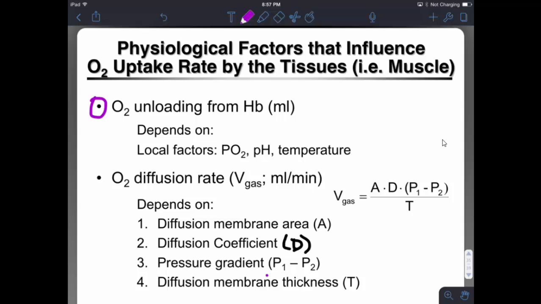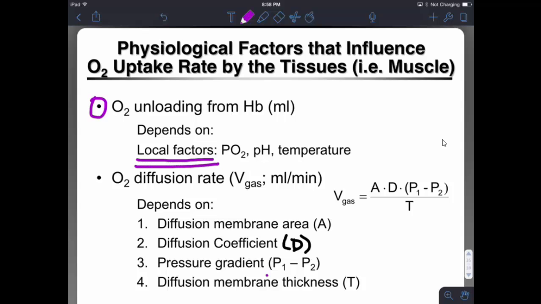And we said that unloading depends on local factors. I compared hemoglobin to a magnet, and I said basically when it's on, it grabs oxygen, and when it's off, it lets go. So in the lungs, the hemoglobin magnet is on, so it's going to grab and load oxygen. In the tissues, and particularly the muscles, we need the magnet to turn off. We need hemoglobin to let go and unload oxygen so it can get into the muscle. Whether or not hemoglobin unloads depends on the local factors in the environment.